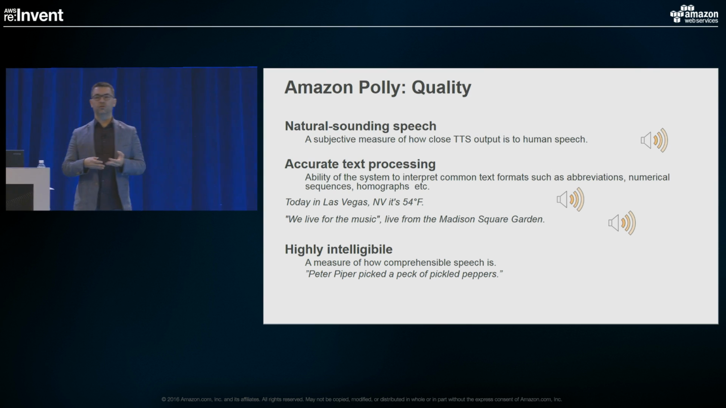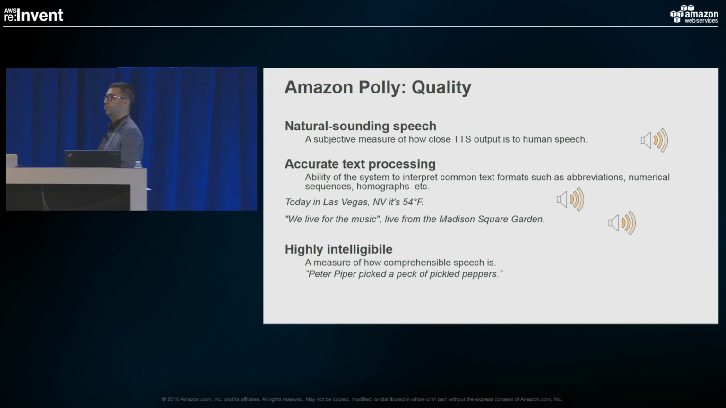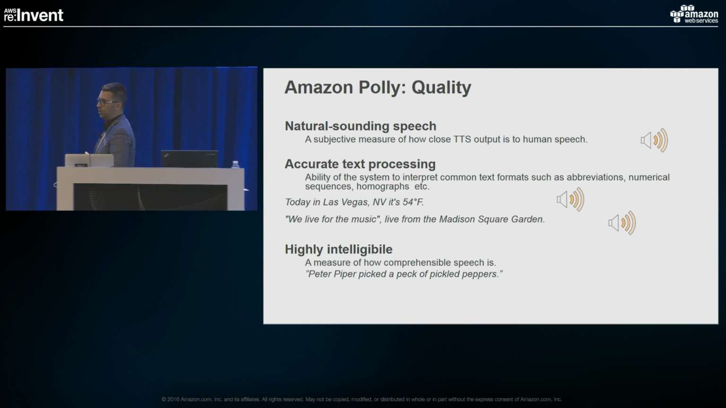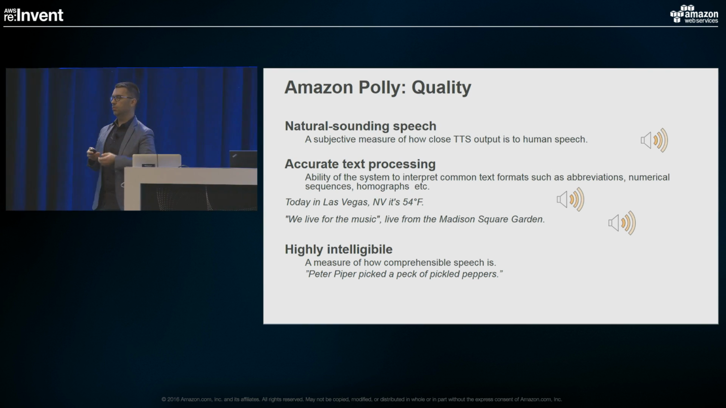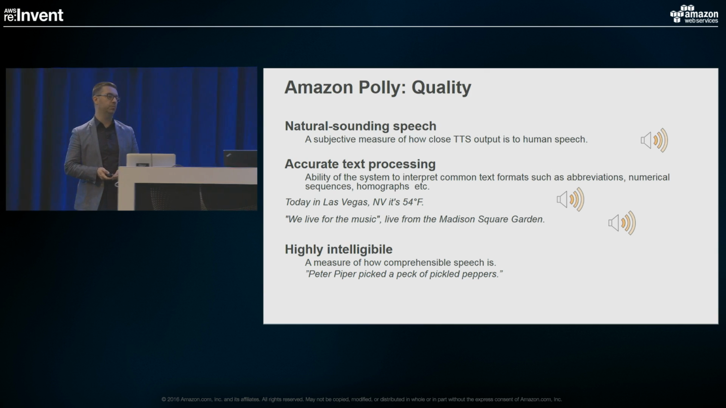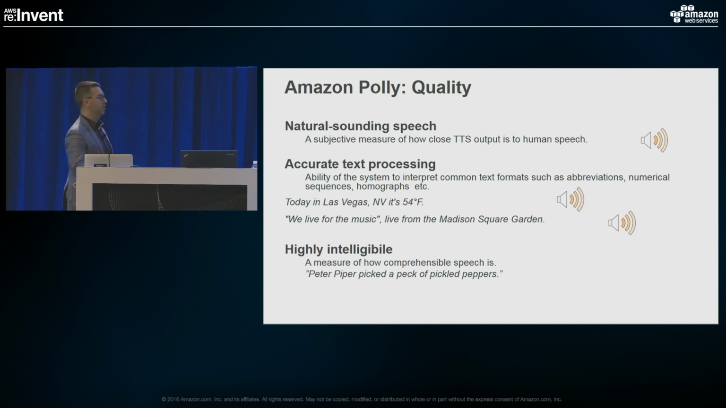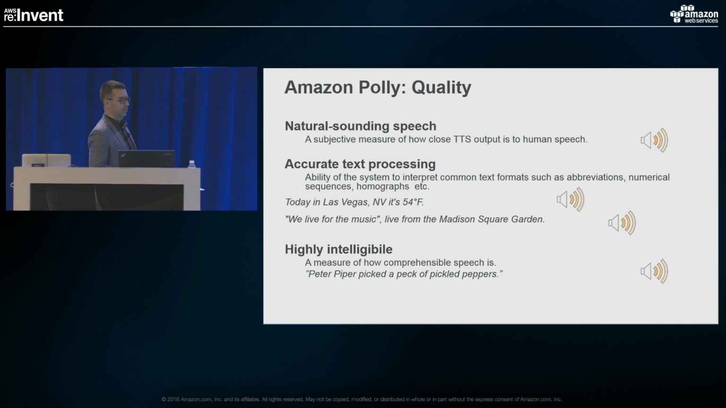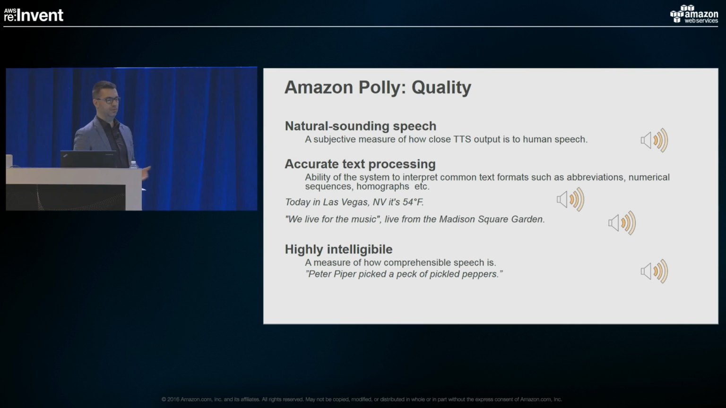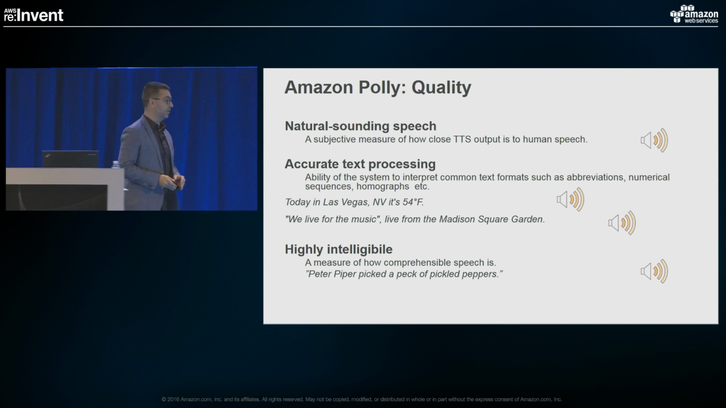Intelligibility is the third dimension to measure quality of generated speech. And intelligibility is about, or we are checking, if end users are able to comprehend information from the speech. Let me play you a sample. Peter Piper picked a peck of pickled peppers. Try to repeat that. I won't dare.